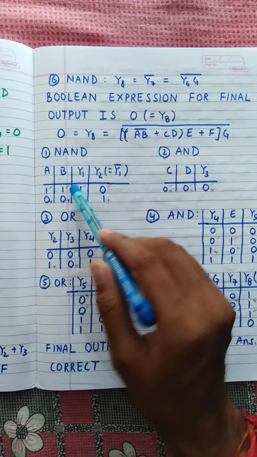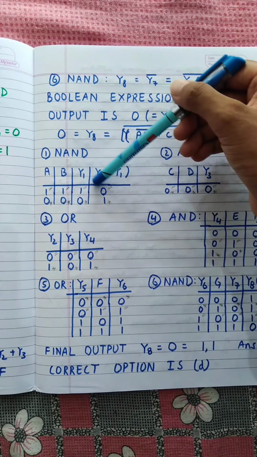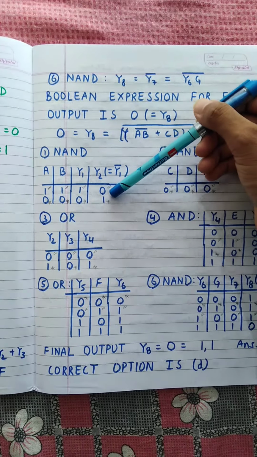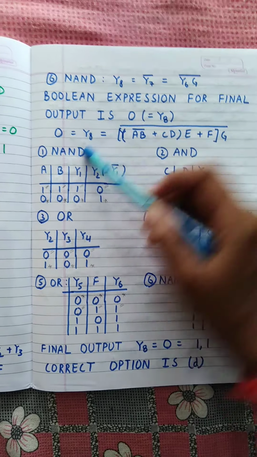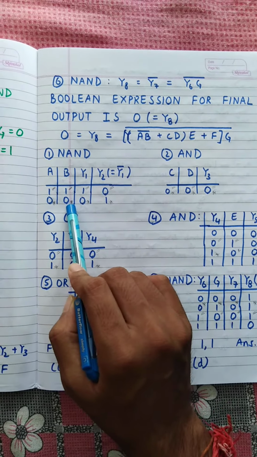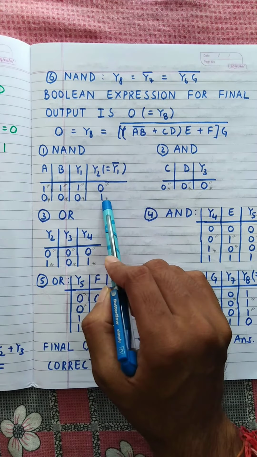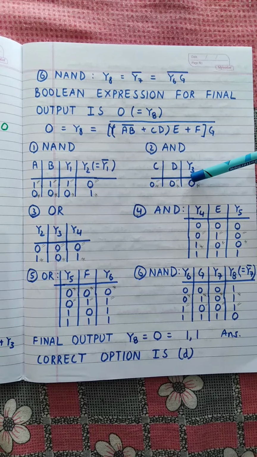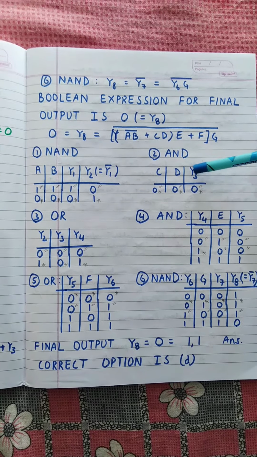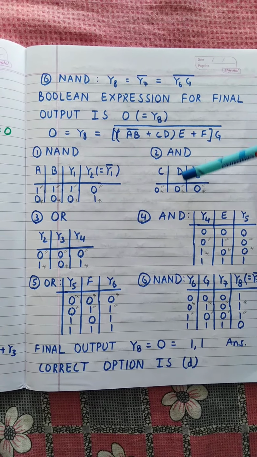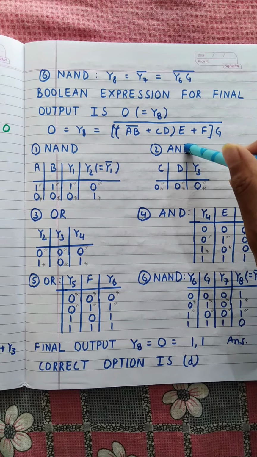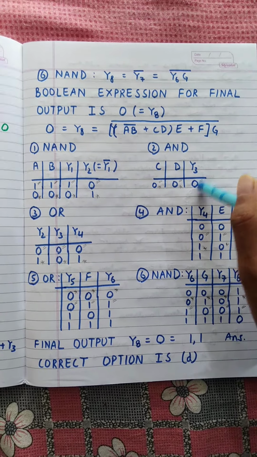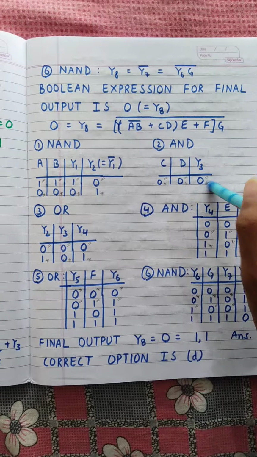The first case is where A and B are both 1, so Y1 will be 1 and Y2 is 0. The second case is where A and B are both 0: Y1 is 0 and Y2 is 1. Similarly, we will draw the truth table for both cases as given in the question. Again, C and D are both given as 0. With the AND operation, the output Y3 will be 0.